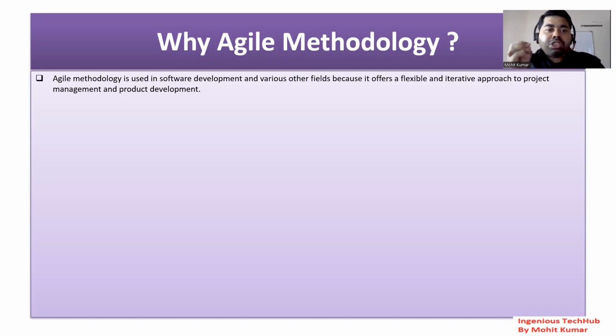Agile methodology is used in software development and various other fields because it offers a flexible and iterative approach to project management and product development. So what is the meaning of this? I can give you one real-time example.